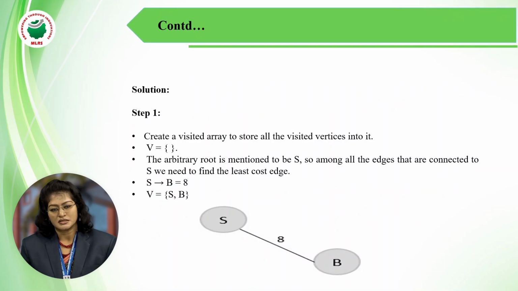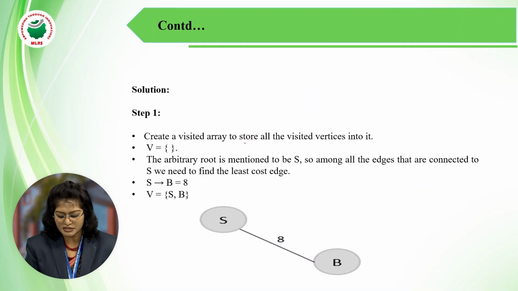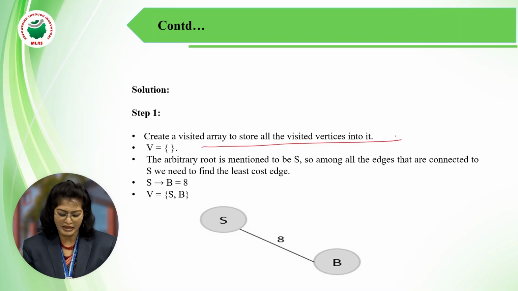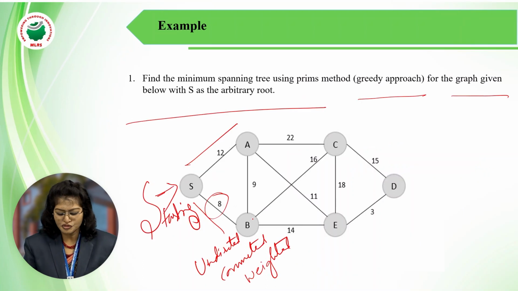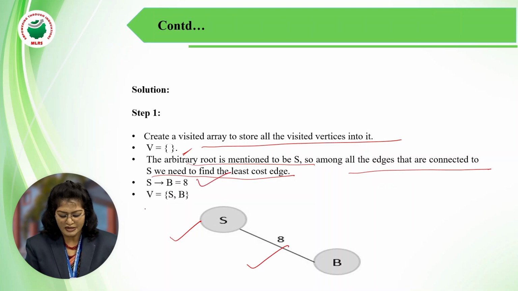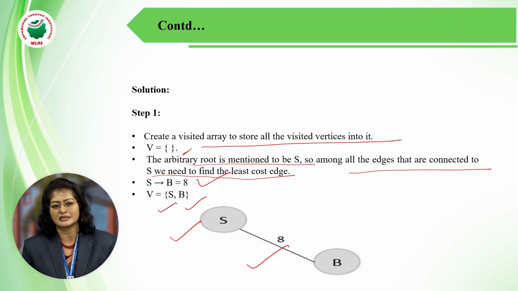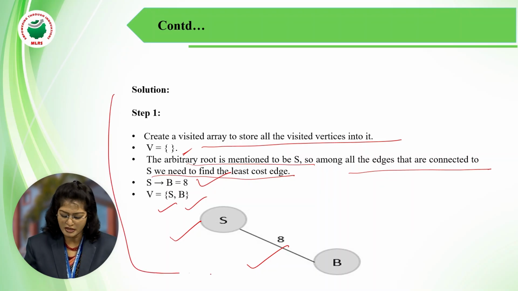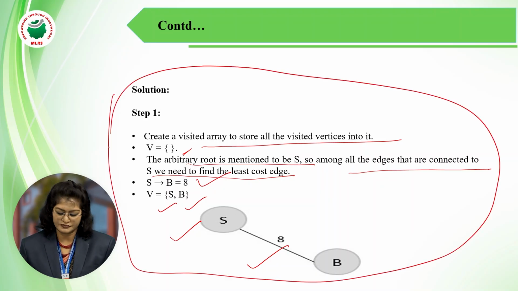See here the solution. Step 1: create a visited set to store all the vertices, and this will be empty as we are starting. The arbitrary root is S. Then all the remaining edges connected to it, with the least cost edge. S has 2 connections: S to A and S to B. Of these the minimum is 8, so we have taken S to B, which is 8, and S and B are now visited. This is step 1.